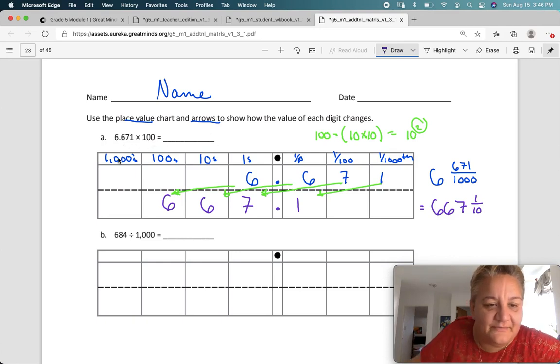Okay. Now, looking here, 6 and 671 thousandths times 100, all I did was move that decimal to the right 2 spaces.